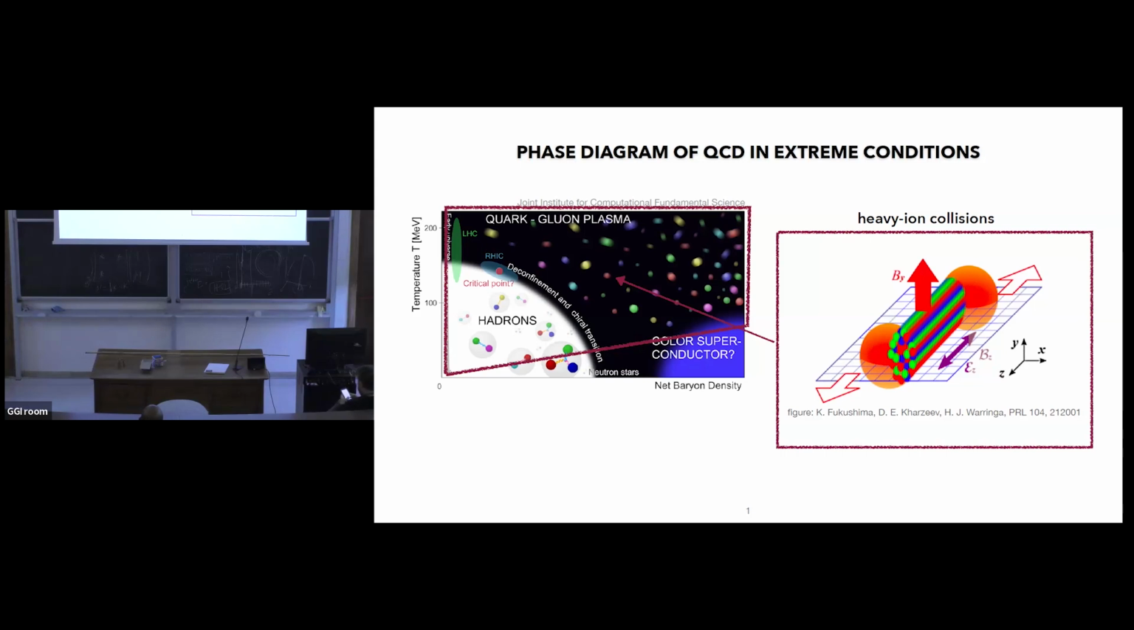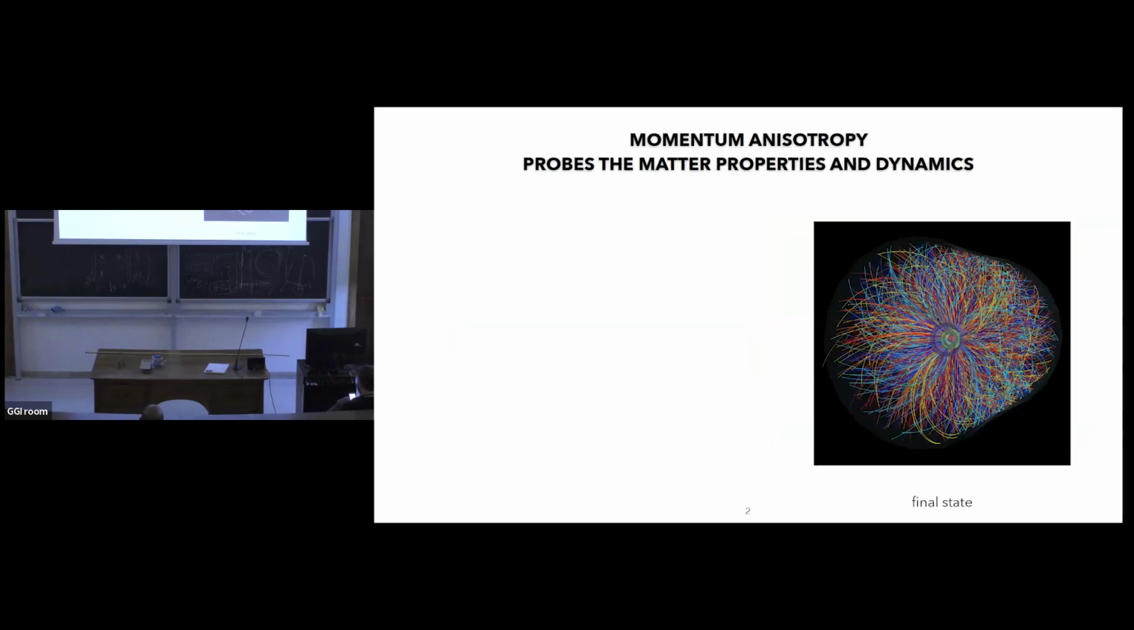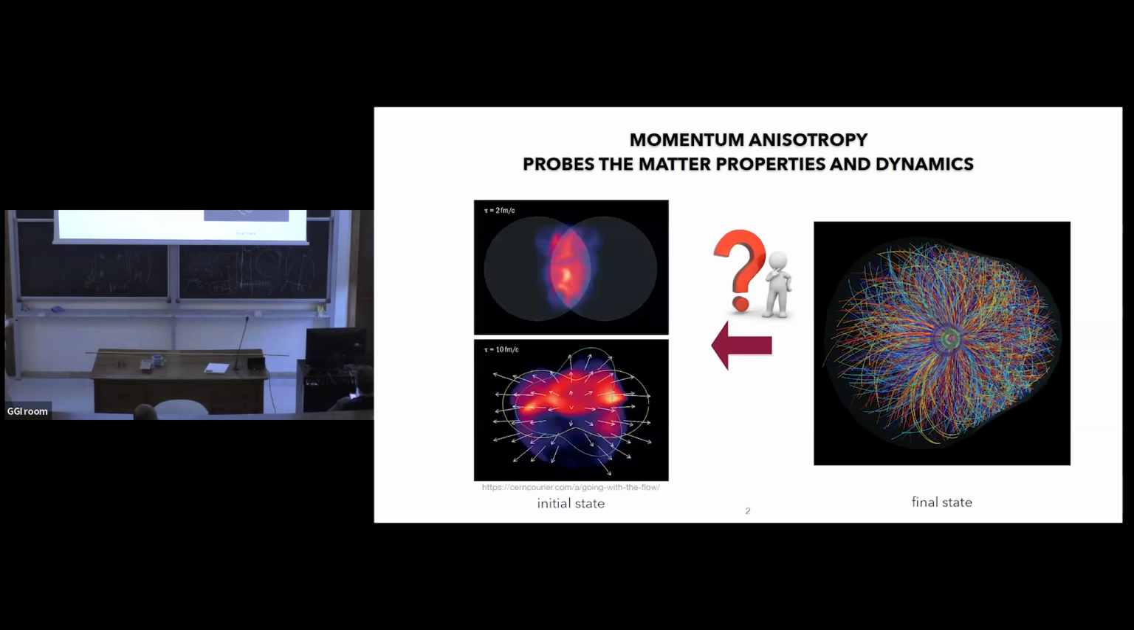What I wanted to stress is that this is what we observe in the experiment. We make these collisions, and we observe thousands of particles in the form of their four-momenta. And out of this, we need to infer what the initial state actually was. And we don't know much about what happened on the way.